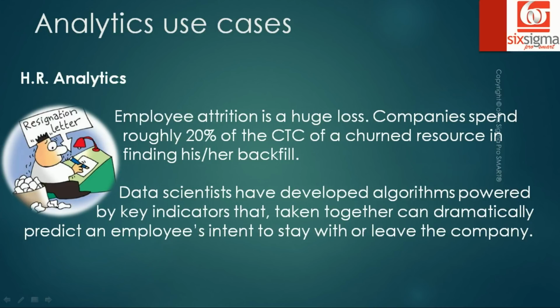Data scientists have developed algorithms powered by key indicators that, taken together, can dramatically predict an employee's intent to stay with or leave the company. So let's say there are about 25 to 30 attributes that are critical when it comes to predicting employees' attrition. And if a company constantly keeps an eye on those, it would be able to address the employees' issues in a more proactive way, rather than waiting for the day when an employee comes and submits his resignation and then you try to do an exit interview and then try to retain that employee. That's almost too late. He's already made up his mind to move out.